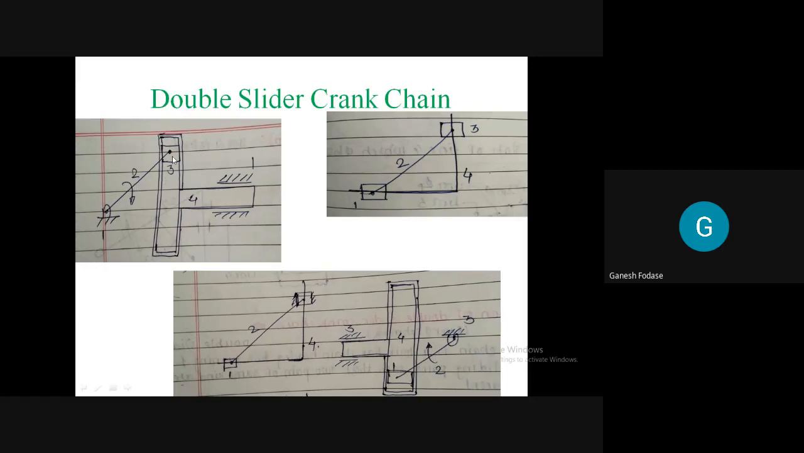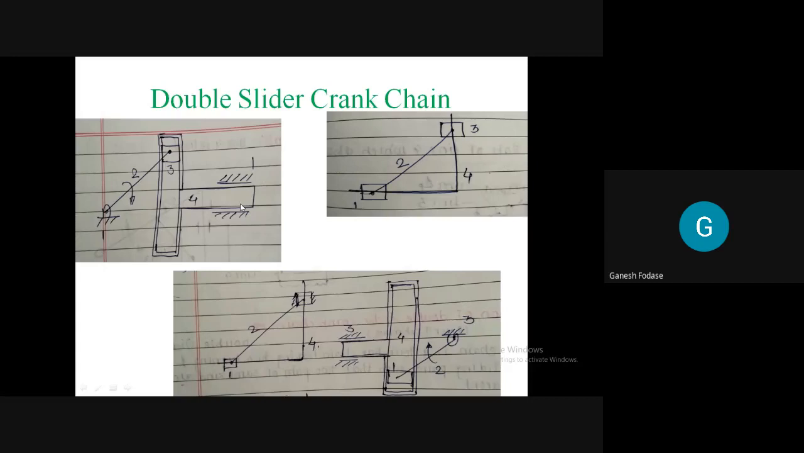Yes or no? Now what we do, the frame, which is link number 4, is made in the form of this slotted arrangement. Just this one is representing the total frame. Total link number 4 is made in the form of a T-shaped link. Understand? This link number 4 is made in the form of a T-shaped link.